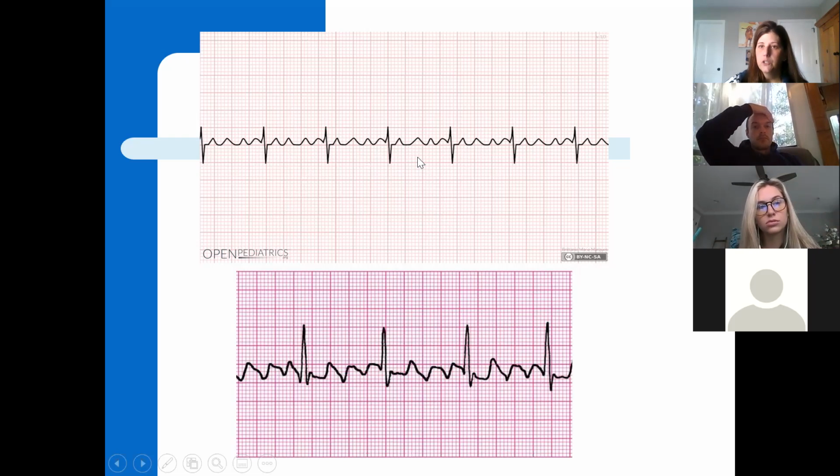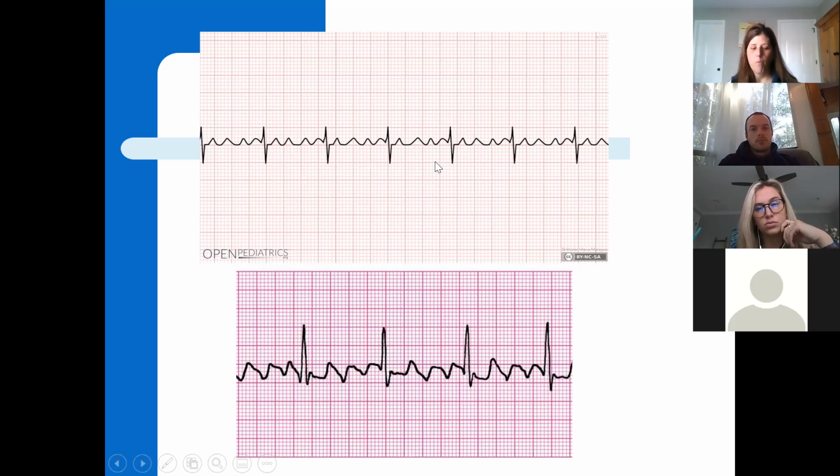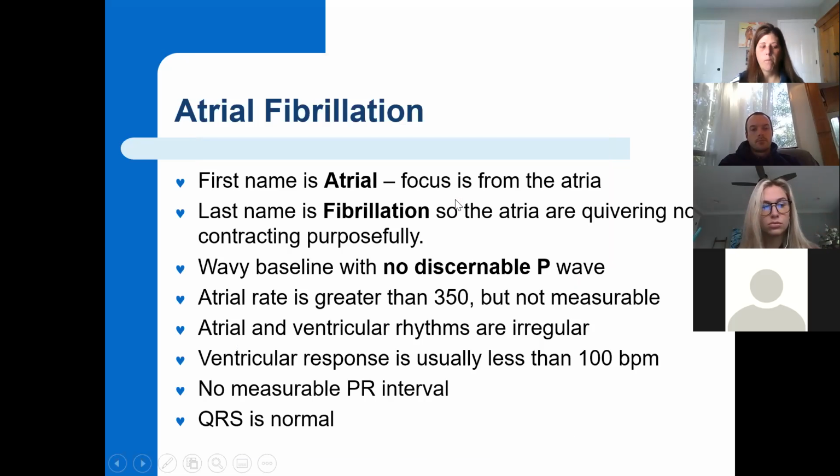It's a problem with my atria. So it's got to be first name, atrial, and then these are my flutters. So atrial flutter. Okay? All right. Next one, definition. First name is atrial. So it has to come from the atria. The last name you can read there, fibrillation.